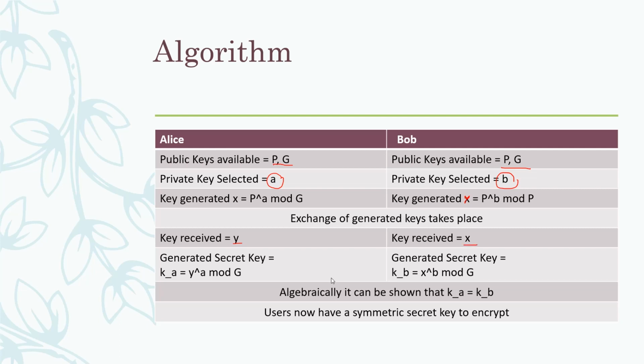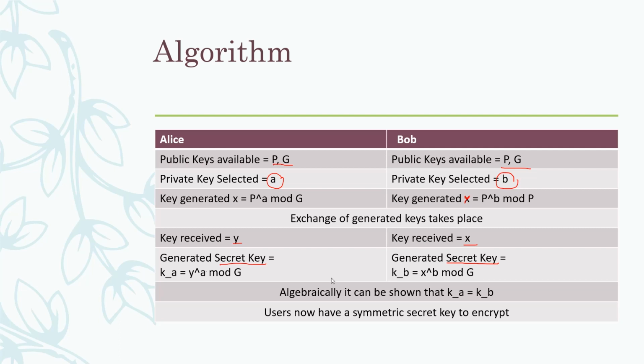So now they will generate a key from this. They will generate a secret key. This secret key will be used for the communication. For the encryption and decryption, they are going to use this key. This key is generated from the received key, that is Y to the power A mod G and X to the power B mod G.